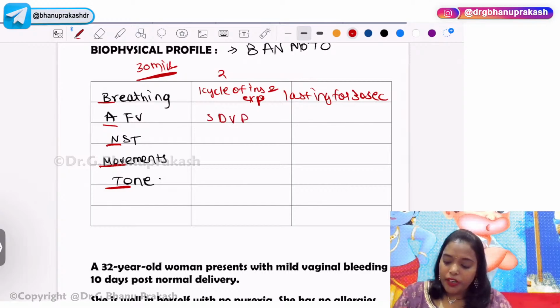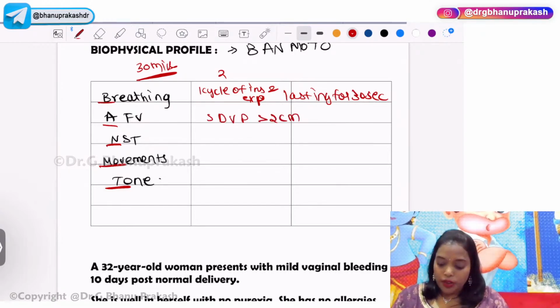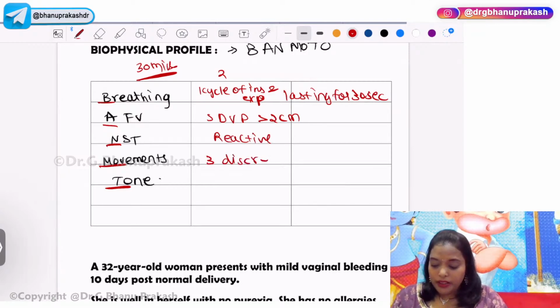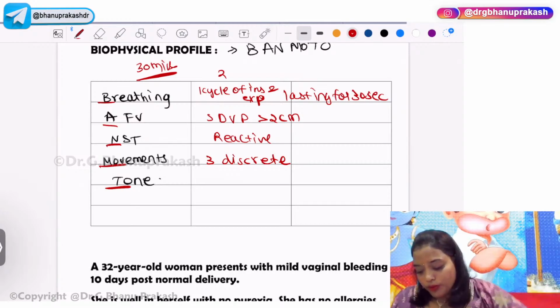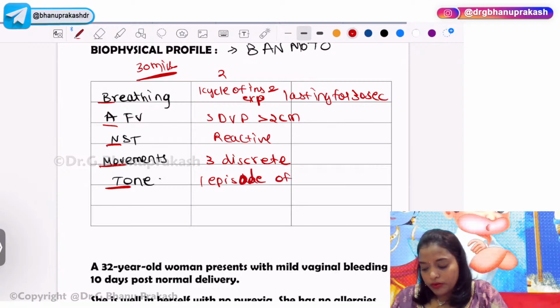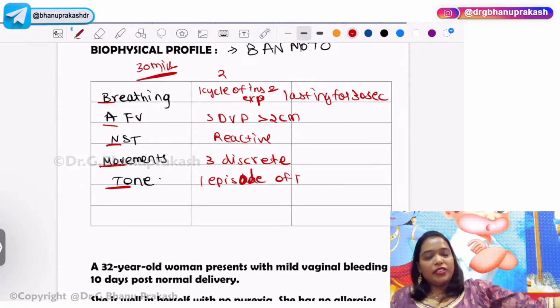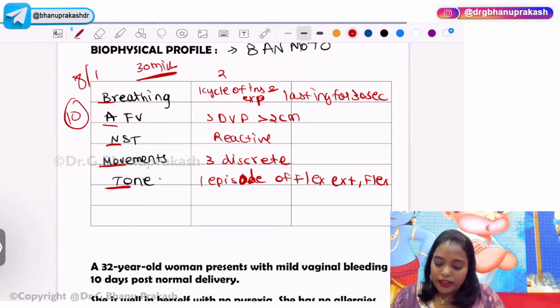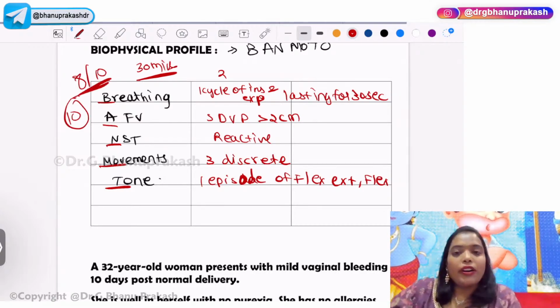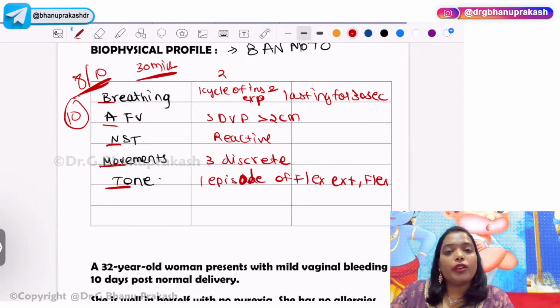Amniotic fluid volume, single deep vertical pocket of more than 2 centimeters, you give a score of 2. NST, if it is reactive, then you give a score of 2. Movements, if you see 3 discrete movements, then you give a score of 2. Tone, if you have one episode of flexion, extension, flexion, then you give a score of 2. The total score will be 10. A score of 8 or 10 is normal. If the score is 6, chronic hypoxia is ongoing. If it is 0 to 4, acute hypoxia is ongoing.